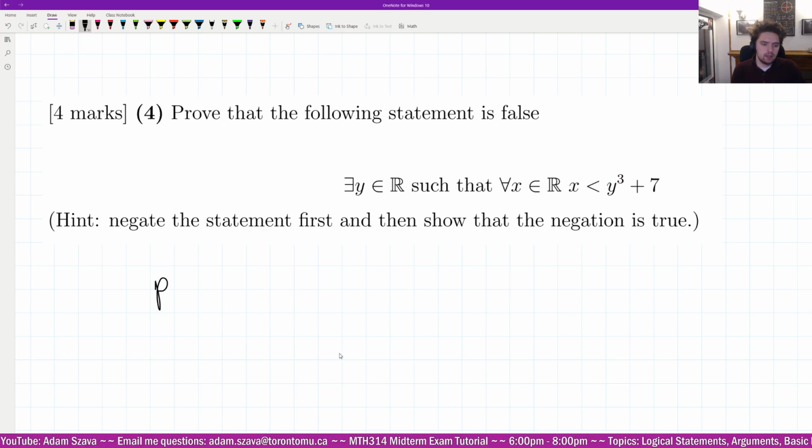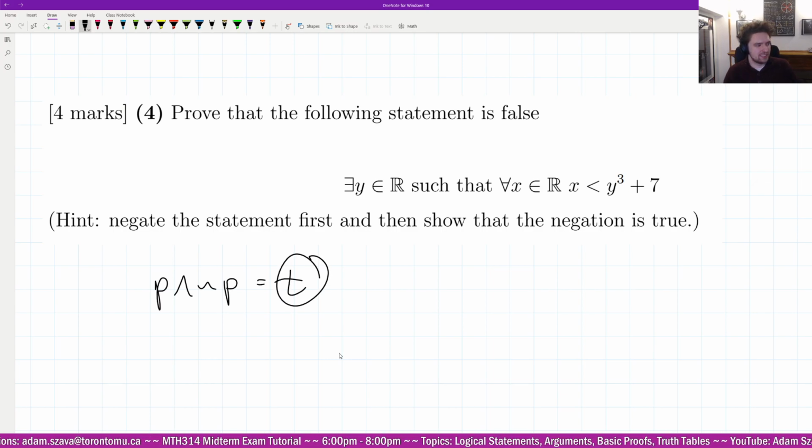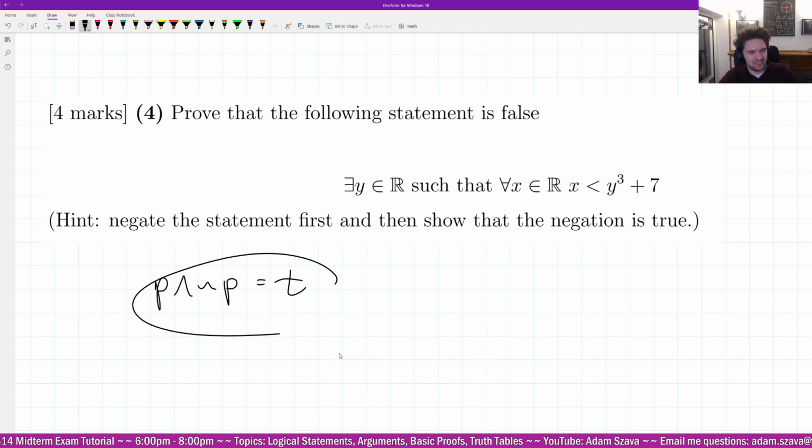Because P and not P is a tautology, or whatever it's called. Tautology? It's been a little while since I've said these words, but yeah. So anyways, basically that's why. Tautology. There you go. I got it right the first time.